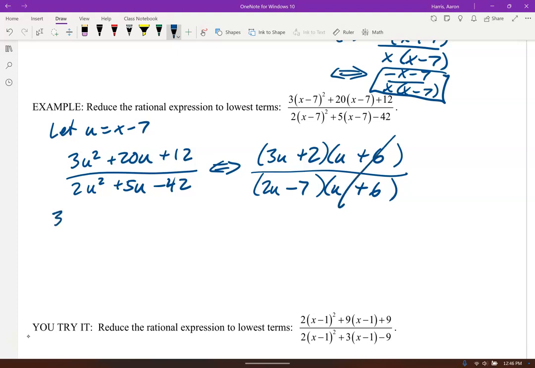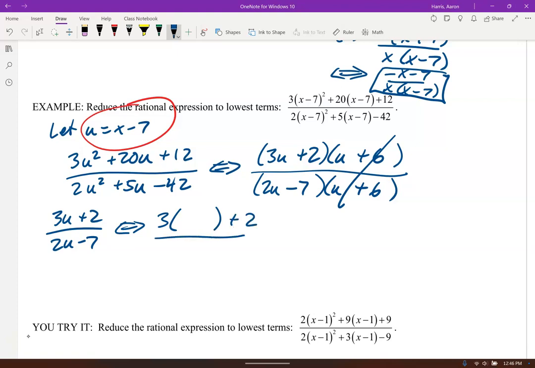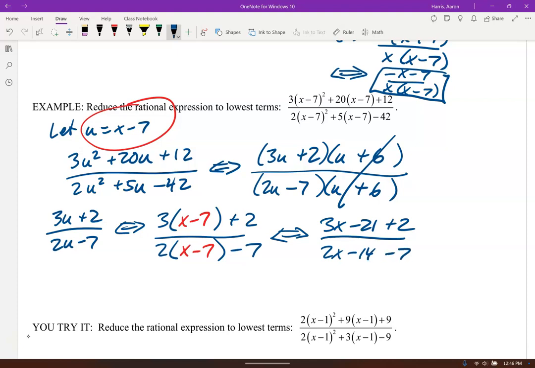So I'm left with 3u plus 2 over 2u minus 7. But remember, u is x minus 7. So what we really have is 3 parentheses x minus 7, because that's what u is. And so we have 3x minus 21 plus 2 over 2x minus 14 minus 7, which becomes, combining like terms, 3x minus 19 over 2x minus 21.